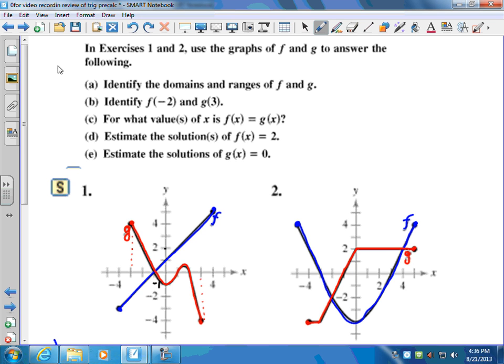All right, here is another good example, a review of algebra using functions and graphs. I'd like for us to concentrate on question 1, A through E. So if you could look at the question, answer the best that you can, and then come back and check the solution, please.